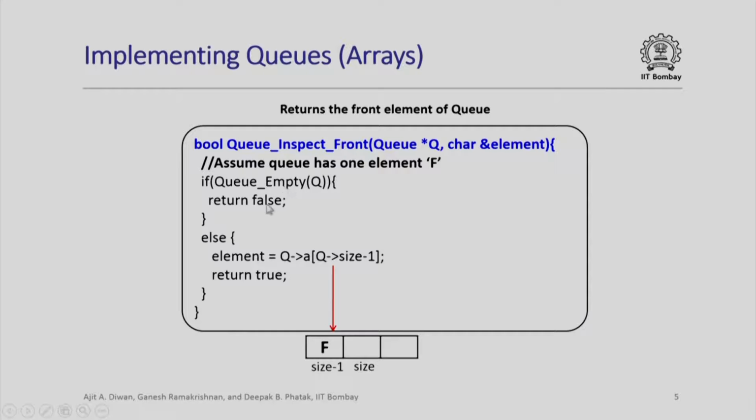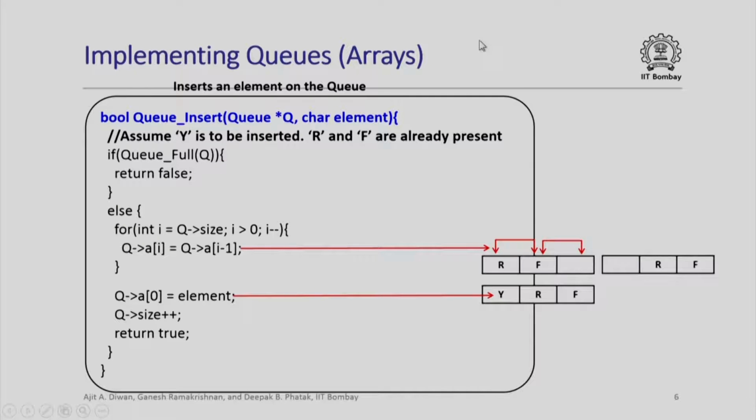Now, if queue is empty, I return false. Else, I put into the element the value of A at size minus 1. That means this. So this is how it will return the front of the element to me for inspection. Please note that the inspect front function does not change the status of the queue nor the contents of the queue. We will now look at how an element is inserted in the queue.